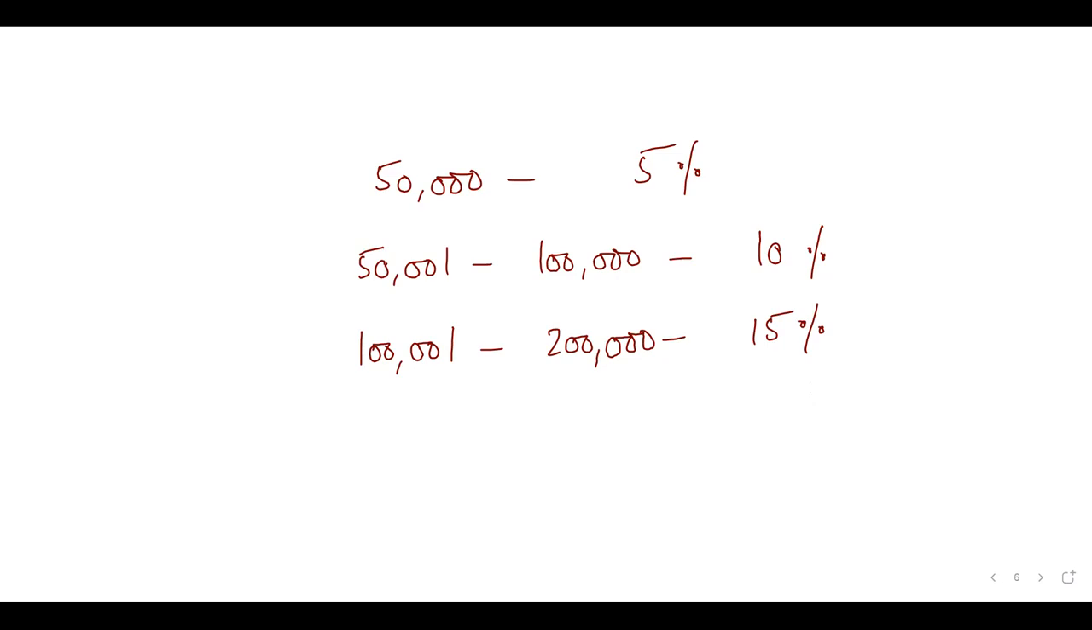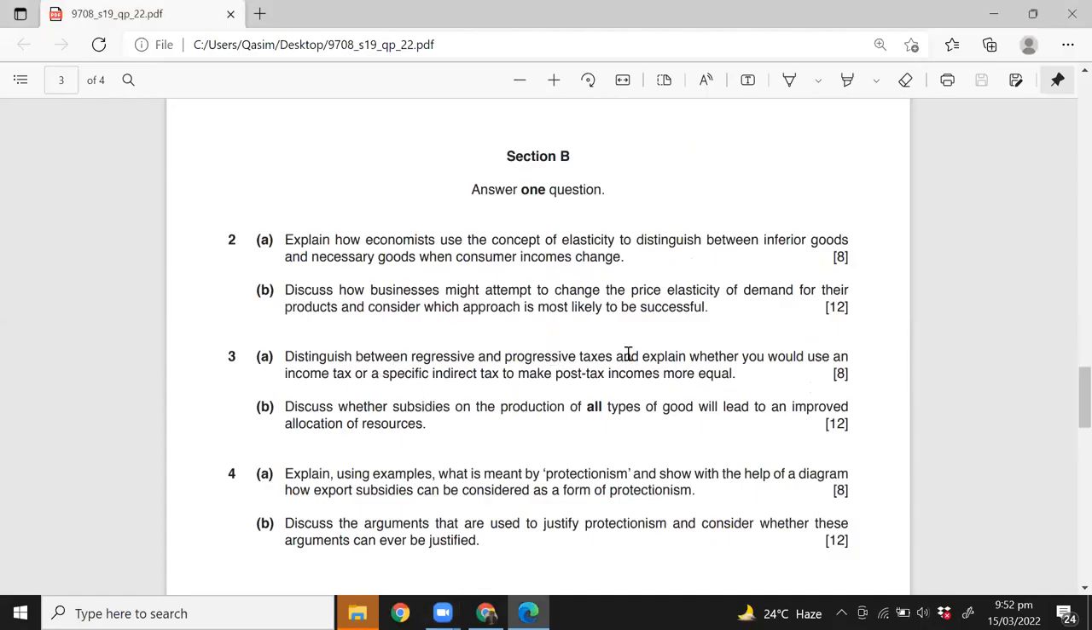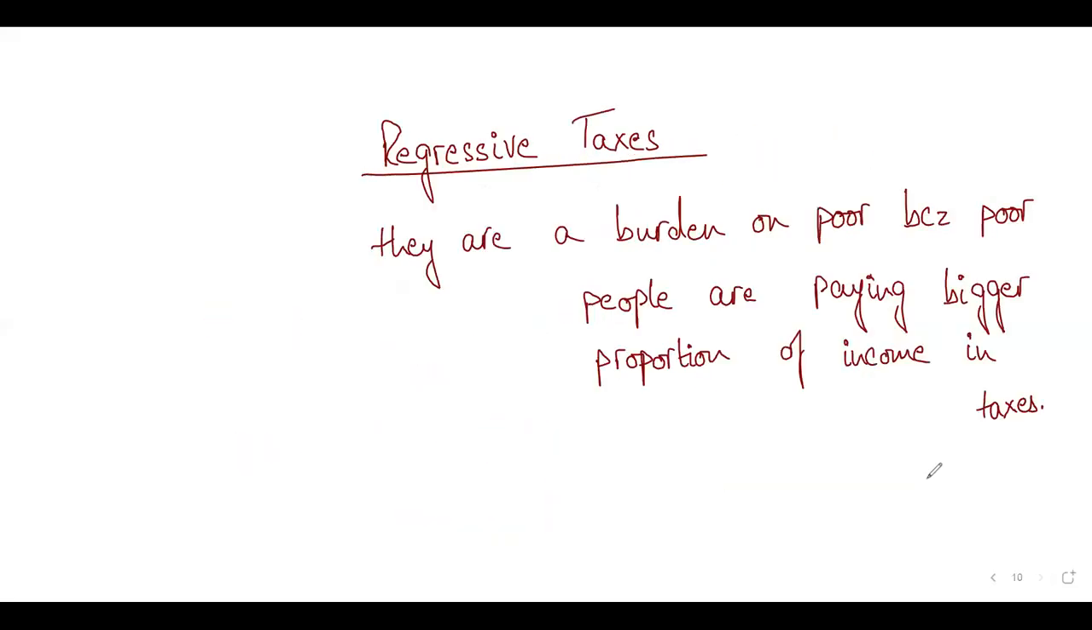Okay. Now let's look at the B part, students. So you have to explain this. After you've explained the first part, like regressive and progressive taxes, then it would be easier for you to comment on this, that it's the income taxes that will make post-tax incomes more equal. Discuss whether subsidies on the production of all types of goods will lead to an improved allocation of resources. Now let's quickly make a table. Do you think that providing subsidies on all, that's the key word here, providing subsidies on all types of goods would improve the allocation of resources? That's what the question says. So what do you think?